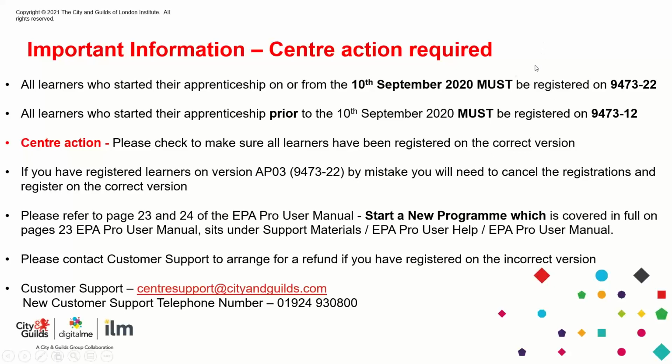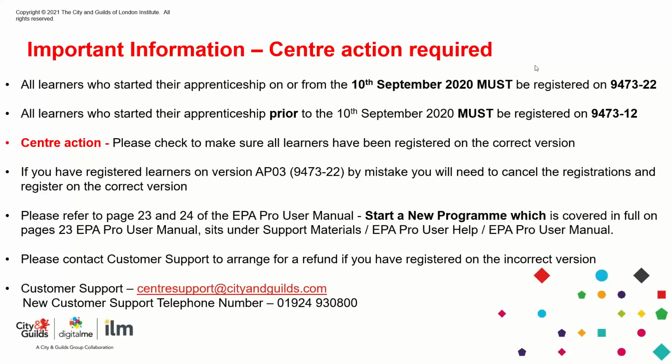Thanks, Dom. As Dom alluded to previously, you check the dates, and if you've registered any learners that they are on the right program version, because we have identified that there's quite a significant volume of learners that have been registered on the new version 3, which is a 947322, who had a start date of before the 10th of September. Now these will need to be cancelled and you will need to register them on the previous version, which is the 947312. So really, we put this slide together as an action. We need you to check all your registrations and make sure the learners are on the right programs.